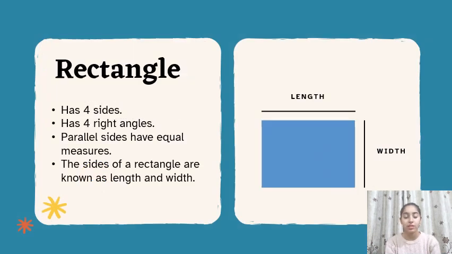Rectangle is a quadrilateral. That means it has four sides and it has four right angles. That means there are four angles of measure 90 degree. There are two pairs of parallel sides, and these parallel sides have equal measures. The sides of longer length are called length, and the sides with smaller measures are called width.